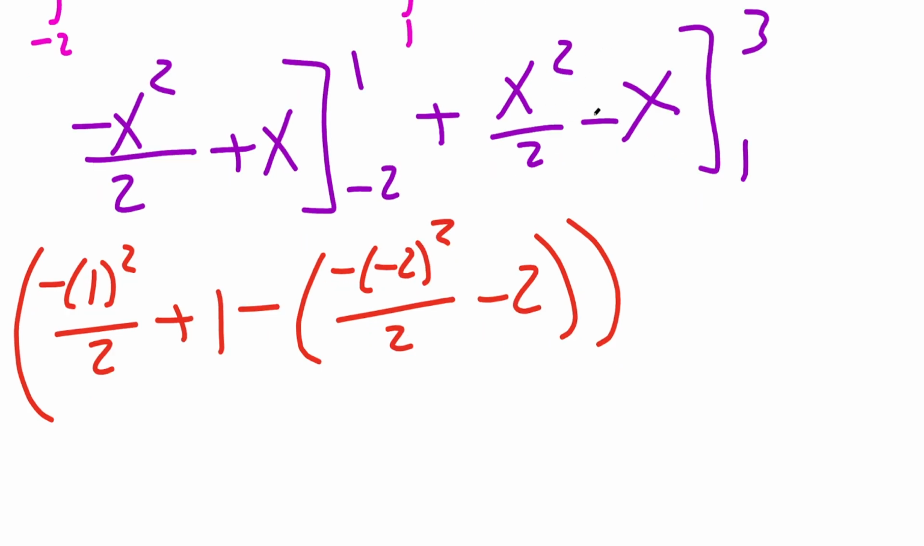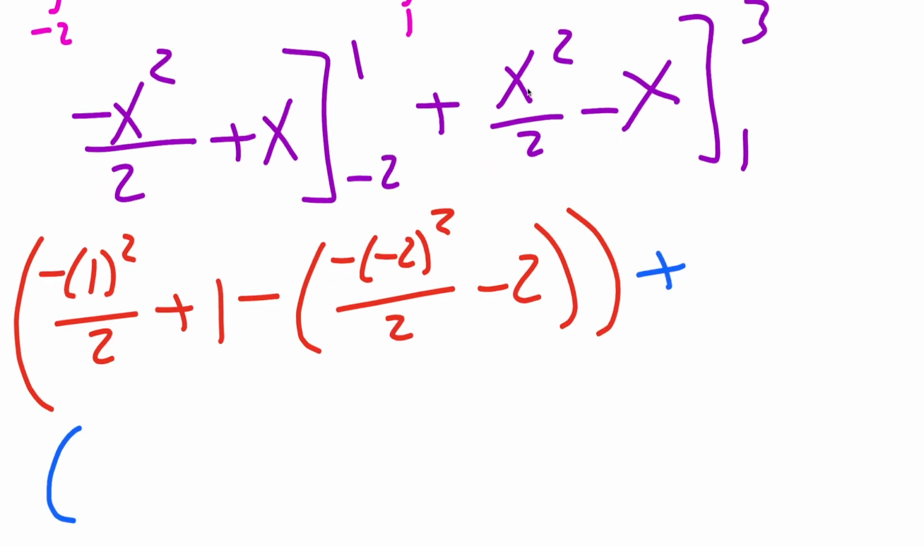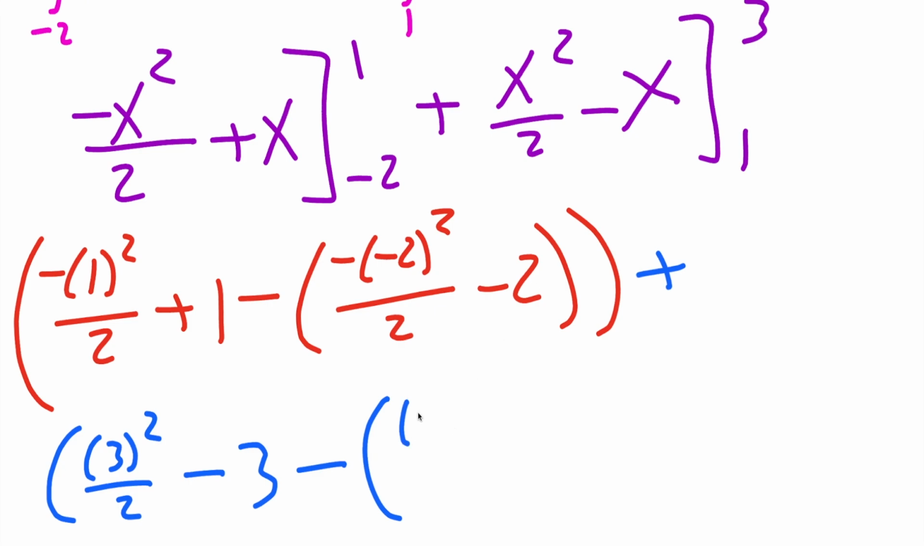And I'll do this piece in blue, so plus parentheses. You're going to replace x with a 3. So we'll have parentheses 3 squared divided by 2 minus 3, then minus parentheses, you put in a 1, so you get parentheses 1 squared divided by 2 minus 1, close parentheses.